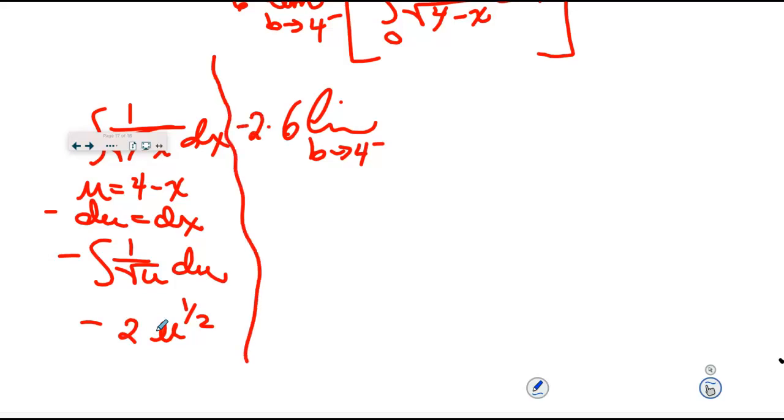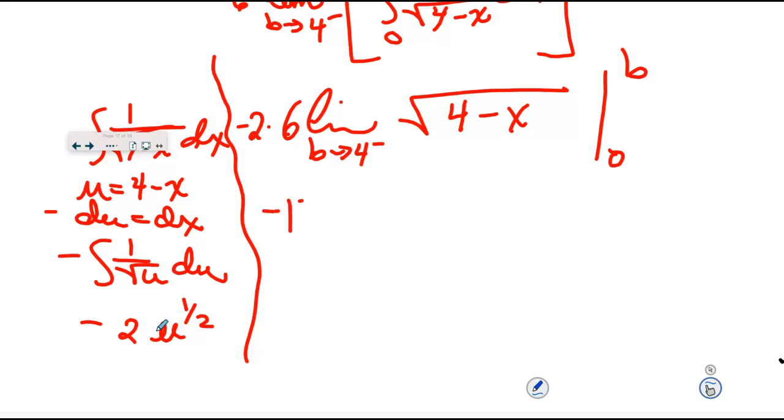I'm throwing that out front. It's u to the 1/2, or the square root of u. I lost my limits. What was I integrating from on here? 0 up to b. Thank you. So I end up with a negative 12 out front. And then I'll be taking a limit as b zooms up on 4 from the left of it.